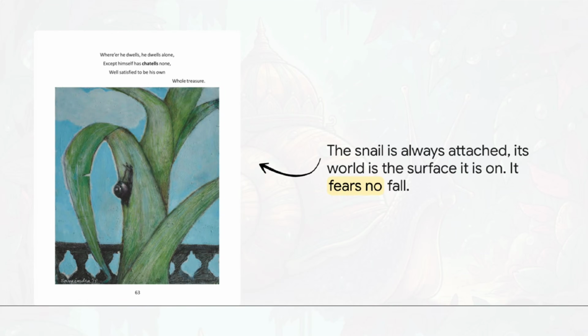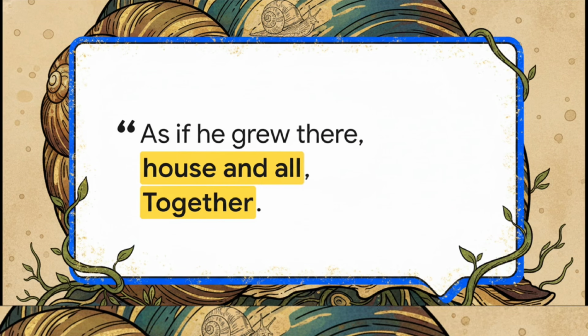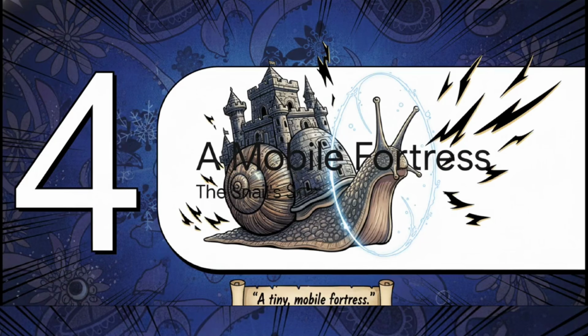That first line, to grass or leaf or fruit or wall, it tells us so much. For the snail, its entire universe is just whatever surface it's on at that moment. It's so completely attached, so much a part of its little world, that it has absolutely no fear of falling. And please, pay close attention to this final line here, as if he grew there, house and all, together. This is such a powerful image. Cowper isn't just saying the snail is carrying its house, he's suggesting they are one and the same, one inseparable being that just grew right there. Together. So the snail is perfectly at home wherever it is.